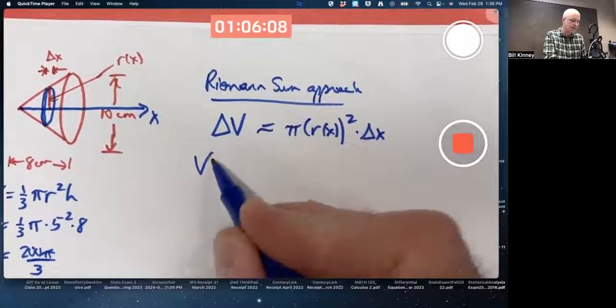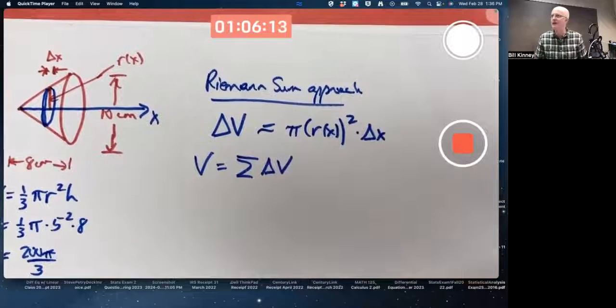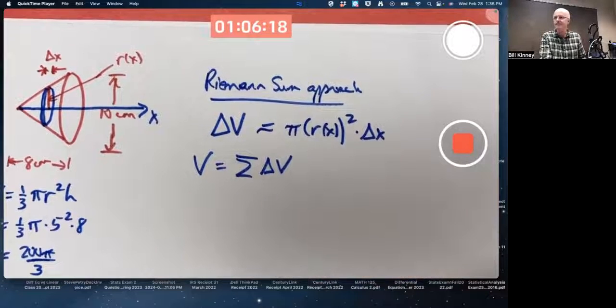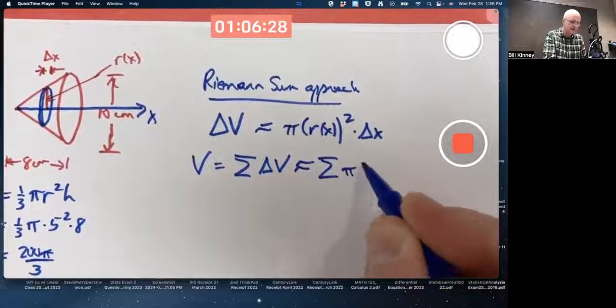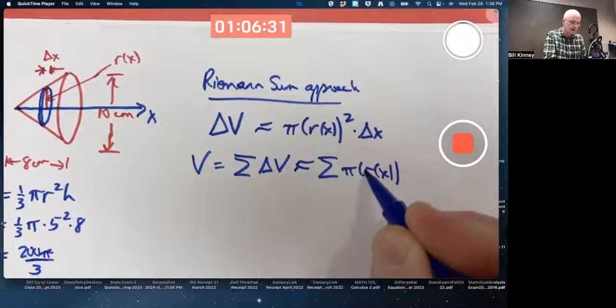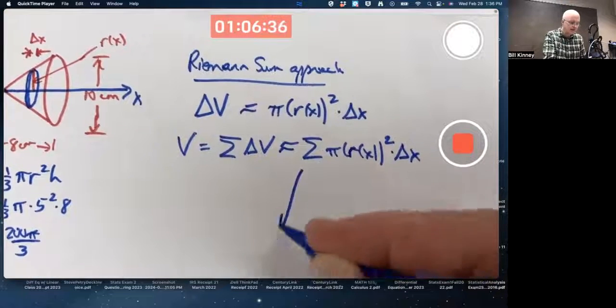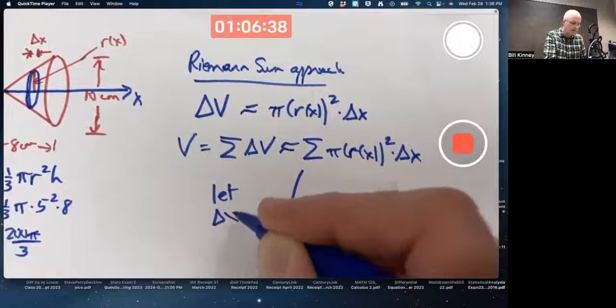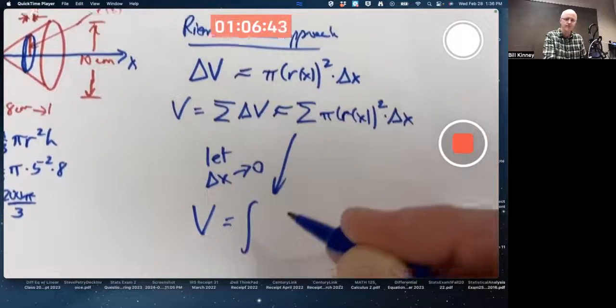And then the total volume would be the sum of the little volumes. I'm not going to bother writing i goes from 1 to n, and I'm not going to bother with a subscript on the delta v, because in the end, all I'm after is an integral. That's going to be approximately a summation like this: pi times r of x squared times delta x. Now you let delta x go to 0. And by definition, that's essentially the definition of the volume.